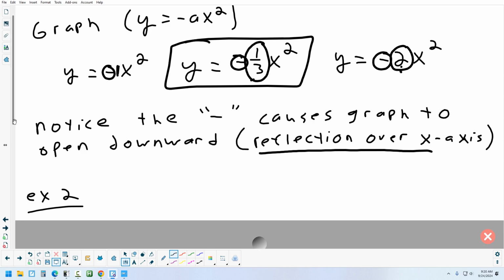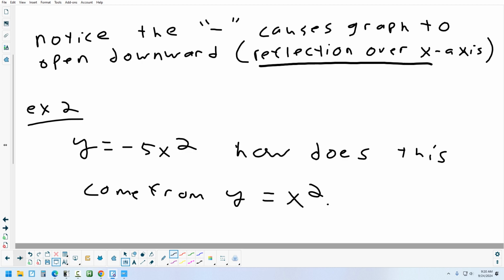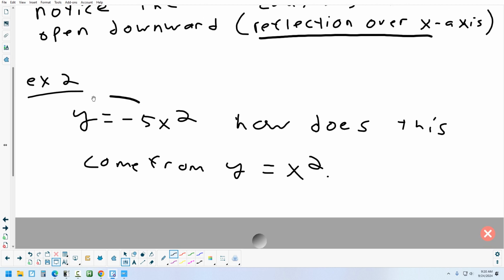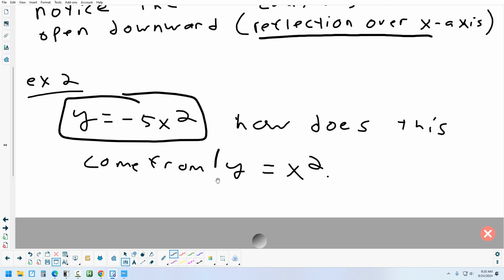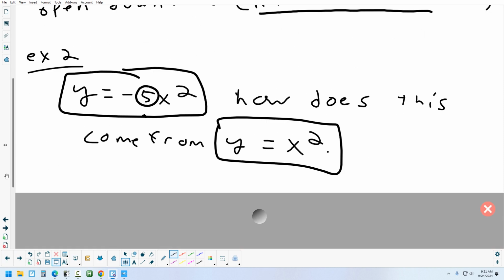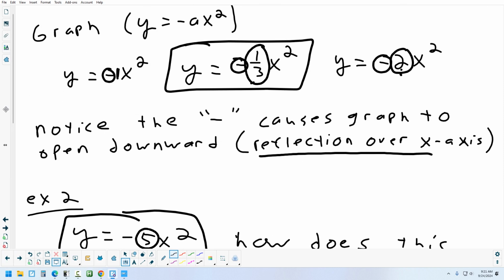Let's look at a problem and see if we can describe what's happening. The question is, how could you get this if you started with that? The first thing is to identify how many things you would need to do. How many transformations are happening in this graph? Right here, yeah, Ricky? 2. Yeah, there's 2. The 5 is going to do something, and we can look that up right here. And then the negative is going to do something else, and you can look that up right there.